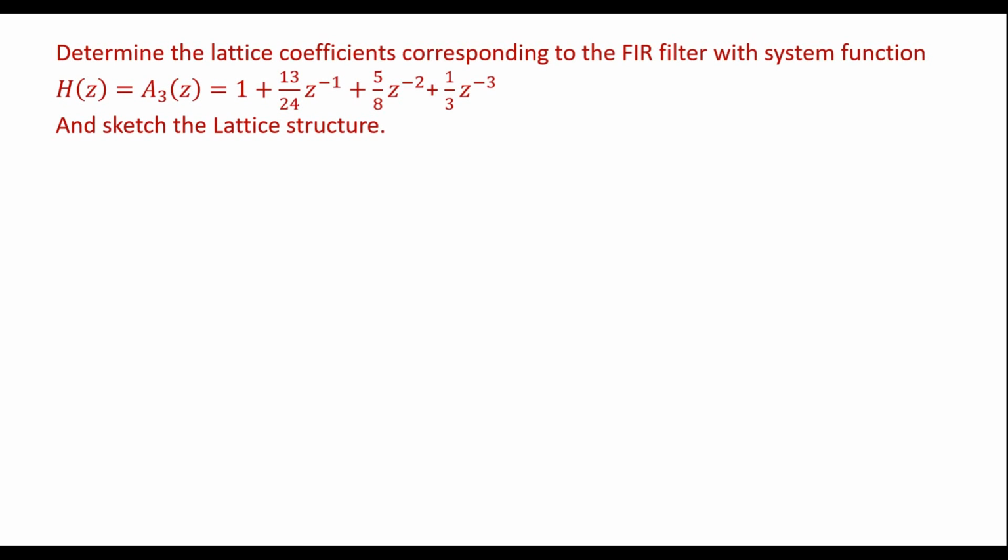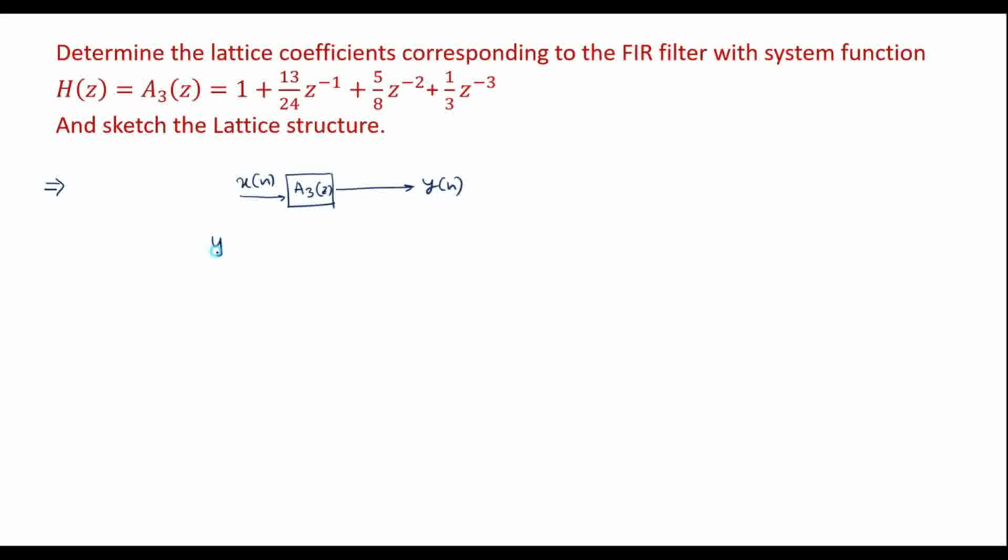Consider one example on designing of lattice structure. Determine the lattice coefficients corresponding to the FIR filter with system function H(z) and sketch the lattice structure. That is, in this case, suppose this is a system having transfer function, say A3(z). Let x(n) be the input and say y(n) the output.